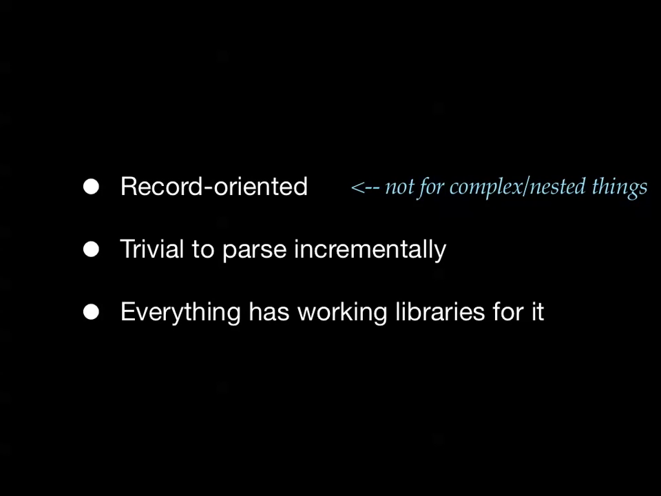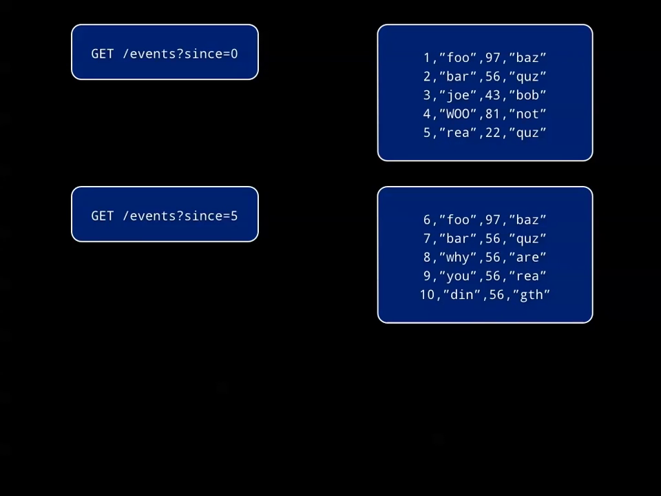Basically, if your data structures are complex or nested, then using something like CSV is probably not all that sensible. But if you know your schema and you have really simple, flat data structures, then sending CSV is possibly a really good thing to do. And it's great because you can parse it incrementally and just throw off objects as they get received. So you can actually implement a simple streaming API. And that means that you can do something like this.